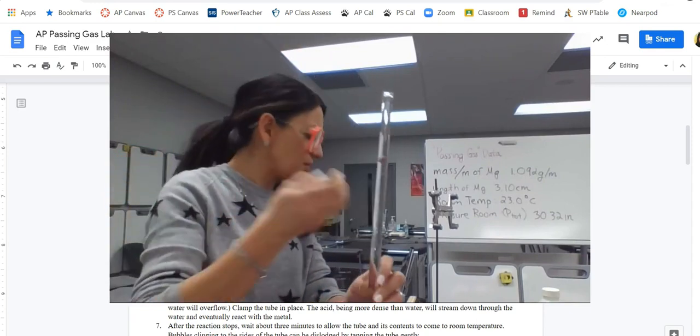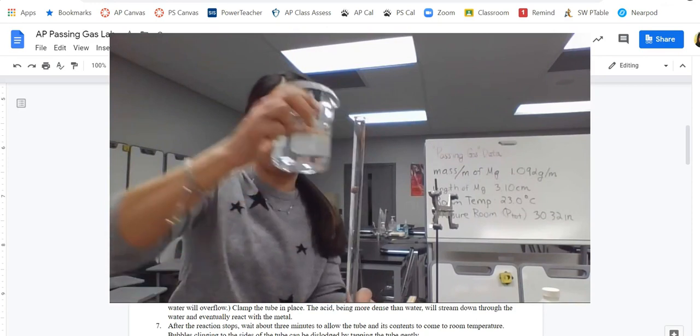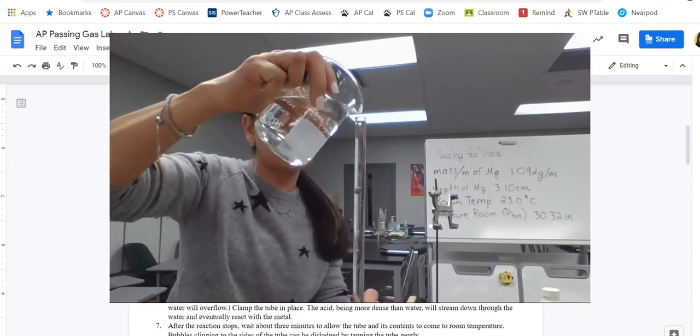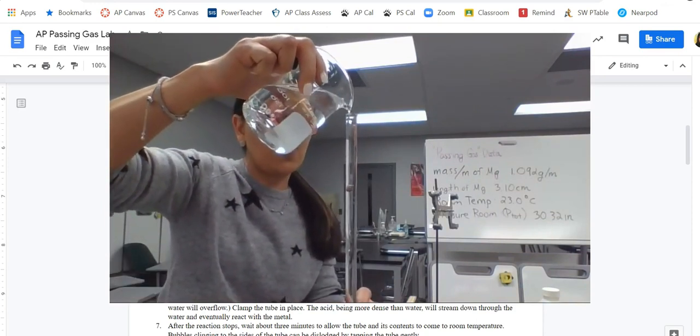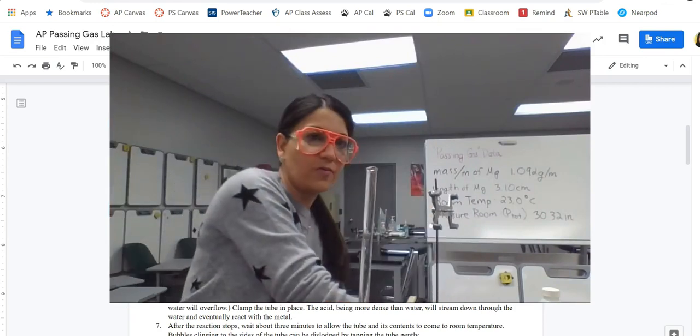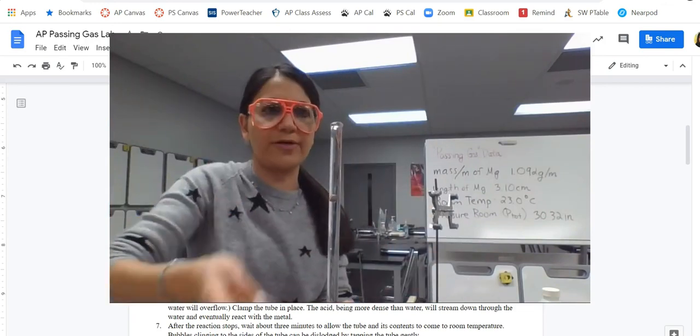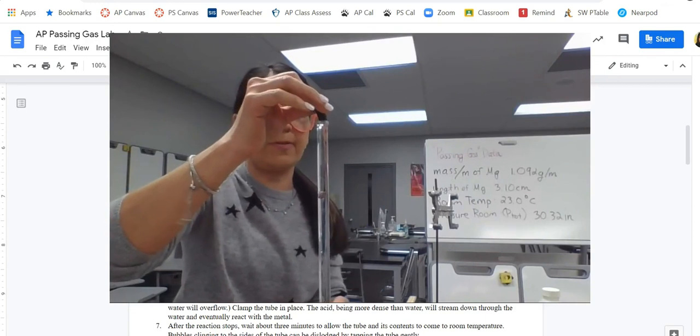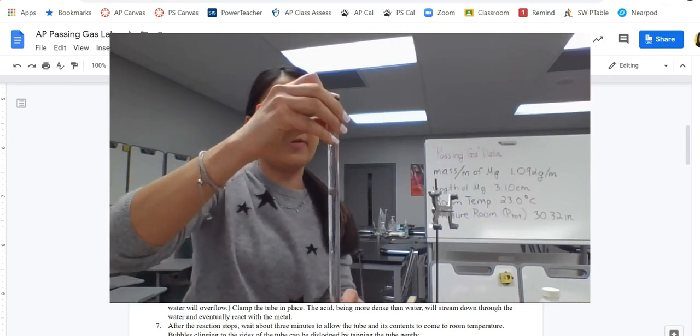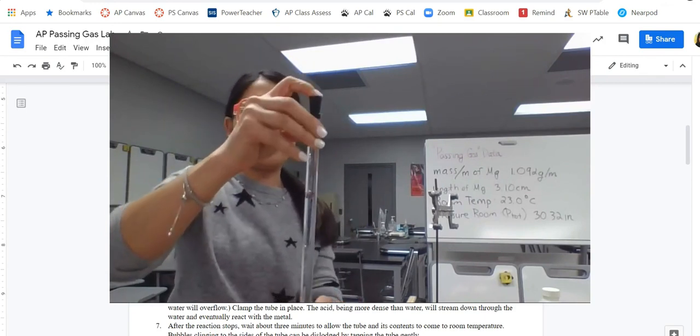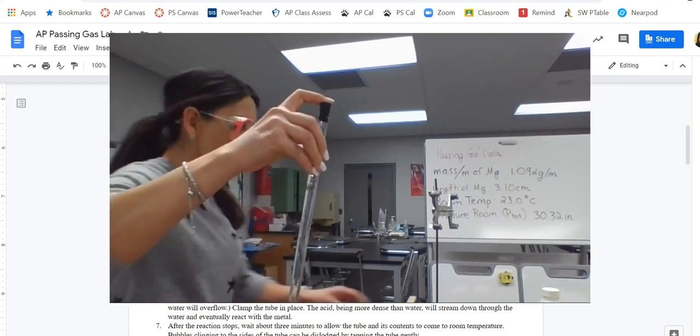Now, I do see that there's a little bit of air when I put my stopper in, so I'm going to add a little touch more water to it. I really want the water overflowing right over the top. That way I know that there are not going to be any air bubbles, or as few air bubbles as possible. Okay, so I'm going to put my stopper in. There we go.